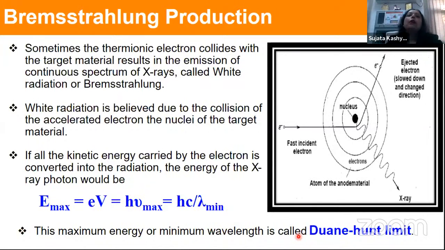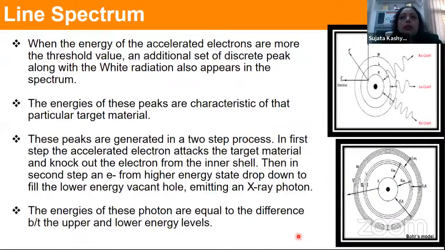Now we have studied why there is a white or continuous radiation. Now we have to learn why the characteristic peak occurs. When the energy of these accelerated electrons is more than the threshold energy or excitation potential of the electrons of the target material, then a discrete peak along with the white radiation also appears in the spectrum.